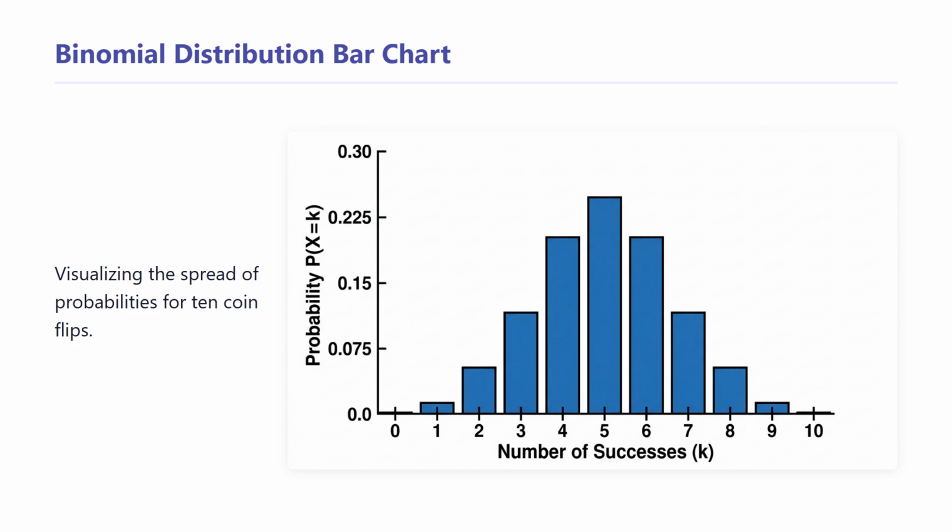Notice the perfect symmetry. The tallest bar is right in the middle, at 5 successes, which is our expected mean. As you move away from the center, towards 0 or 10, the bars get progressively shorter, showing that extreme outcomes are highly improbable. This visual perfectly captures how independent random events cluster around an expected average.